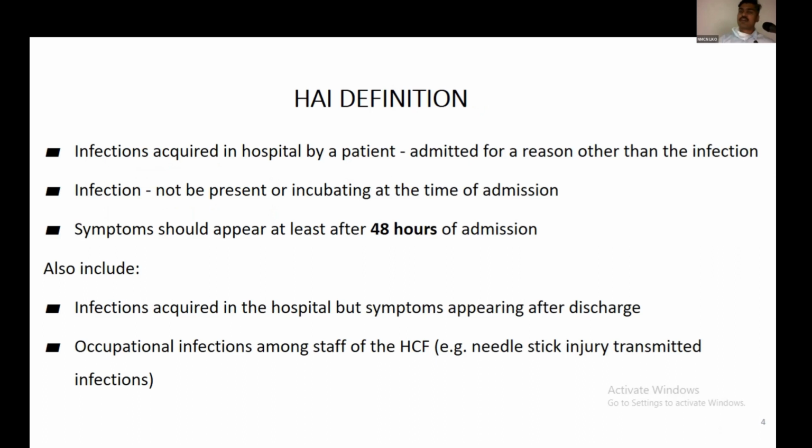So what is hospital-acquired infection? It is an infection acquired in hospital by a patient admitted for a reason other than the infection, and the infection should not be present or incubating at the time of admission. It should appear at least 48 hours after admission. It also includes infections acquired in the hospital but with symptoms appearing after discharge, and occupational infections among the staff of the healthcare facility, like needle stick injury transmitted infections.